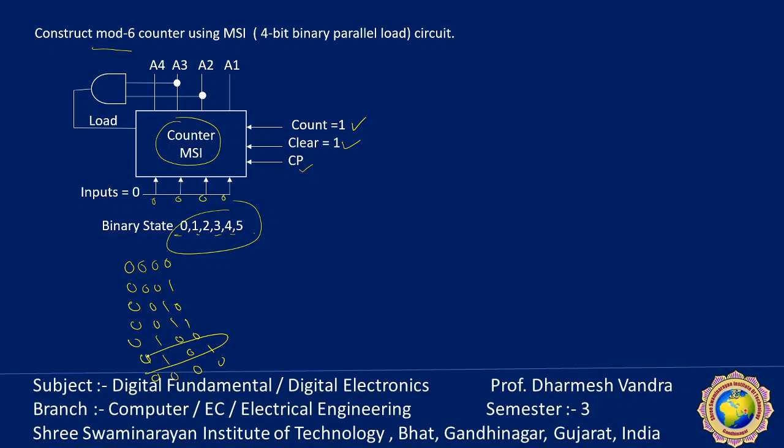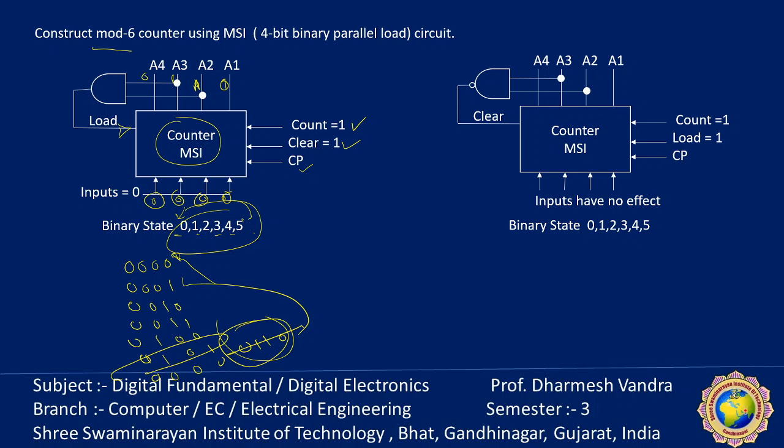When 5 occurs, that is 0 1 0 1, the next is 6, that is 0 1 1 0. As 6 occurs, it immediately loads the initial value 0. So instead of staying, it momentarily changes and directly jumps to 0 0 0 0 and starts again. So 0, 1, 2, 3, 4, 5, momentarily 6, and suddenly it will be 0. So a momentary unstable condition will be generated in the circuit.